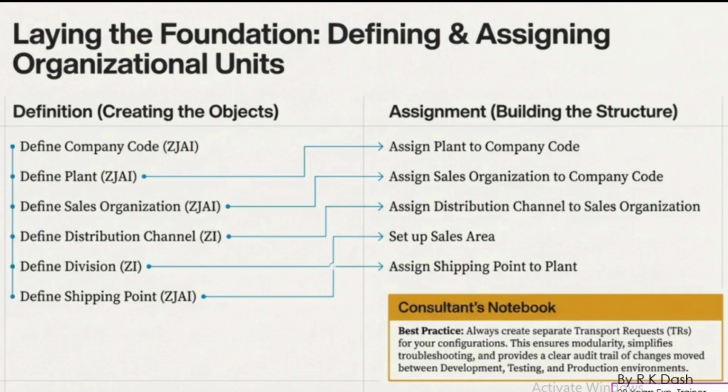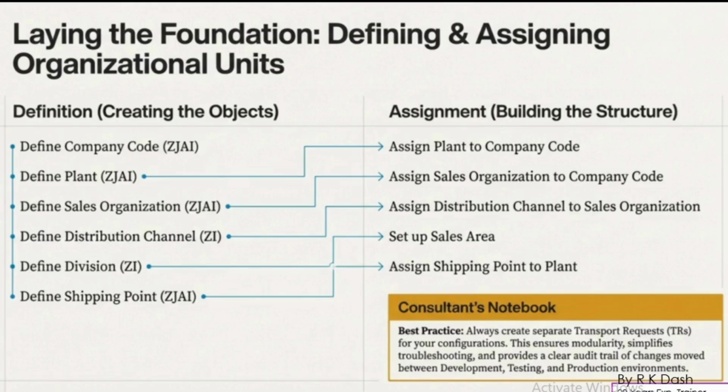Now we will assign that also with company code with the plant, and we have already defined the plant ZJAI. So ZJAI is linked with the ZJAI company code. Now the sales organization also must be assigned to the company code, assign the distribution channel to the sales organization, and set up the sales area, the combination of the sales organization, distribution channel and division, and assign the shipping point to the plant.